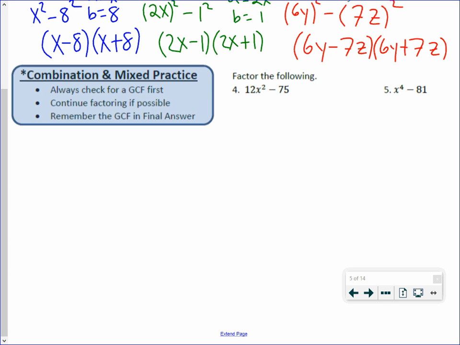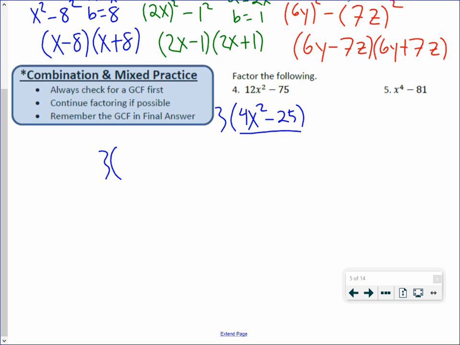So for number 4, the first thing we're going to do is look for a GCF. And we see we have a GCF of 3. So I can factor out a 3. And when I do, I'm left with 4x squared minus 25. And once I factored out that 3, I can see that I actually have a difference of squares inside of the parentheses. So like we did before, I'm going to take the 3 to the side. I'm going to kind of ignore it for now while I factor what's happening inside the parentheses.